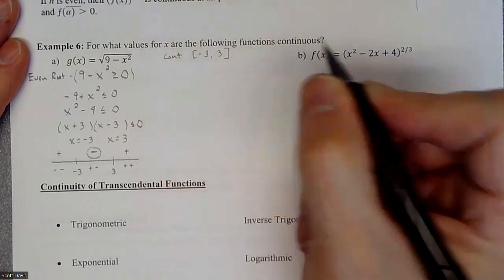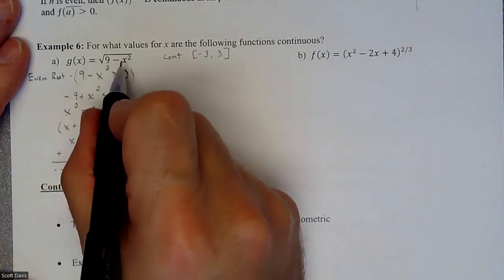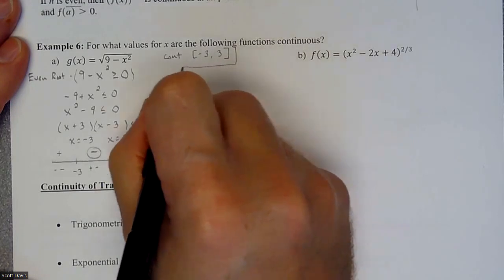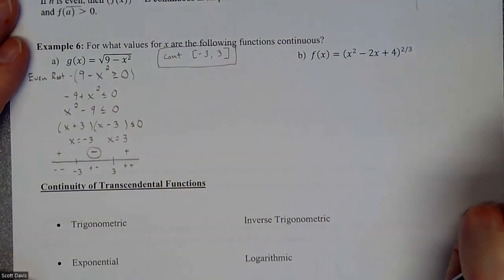Anytime you have a square root, you have to do a little bit of an inequality because of the fact that this needs to be positive or 0 or greater in order for you to continue. So that would be where our graph is continuous.